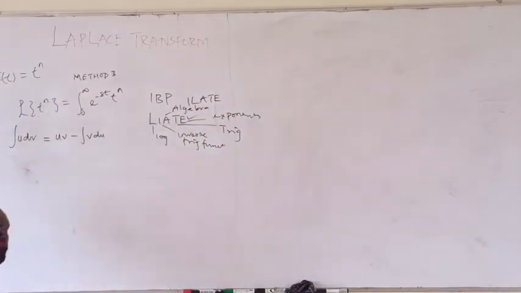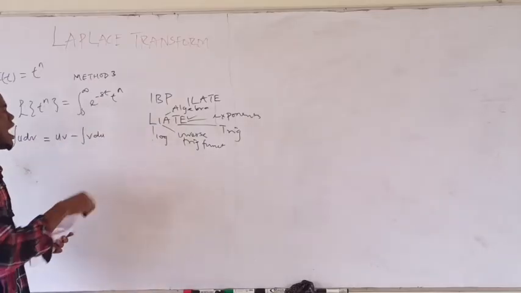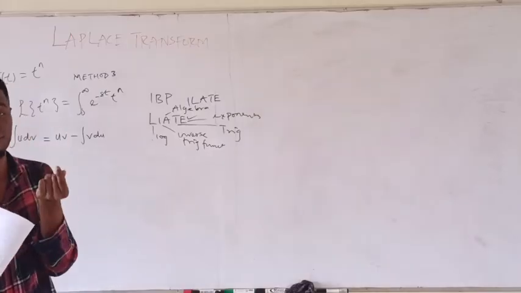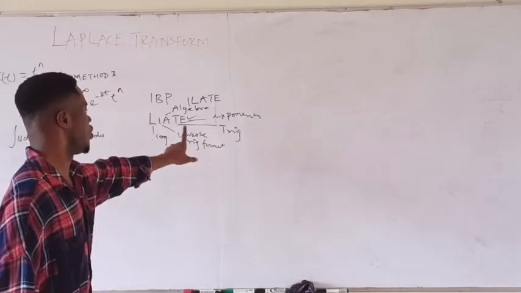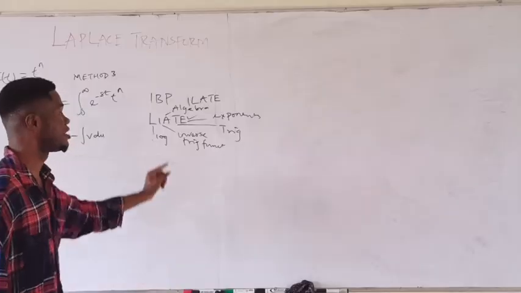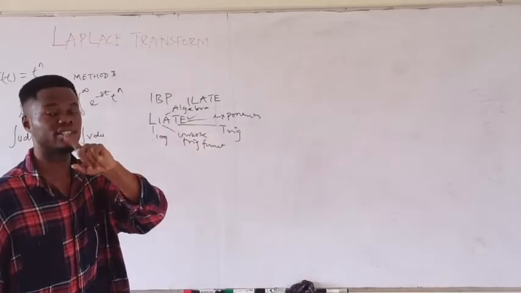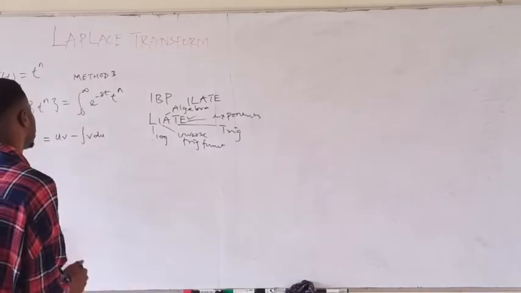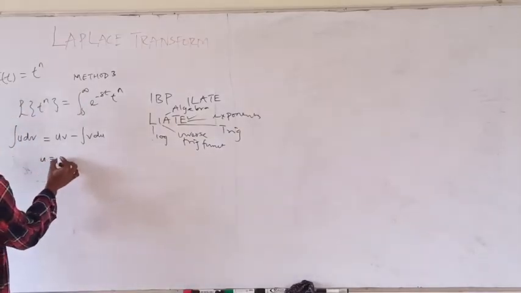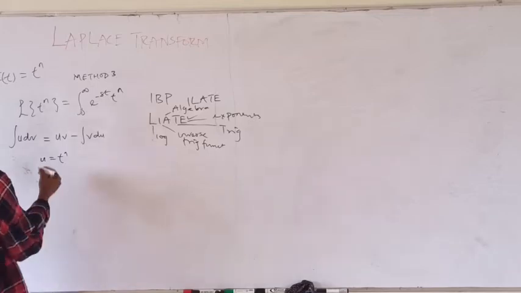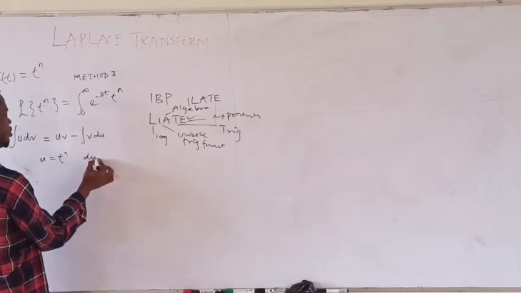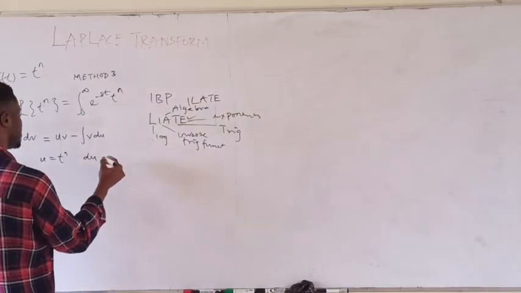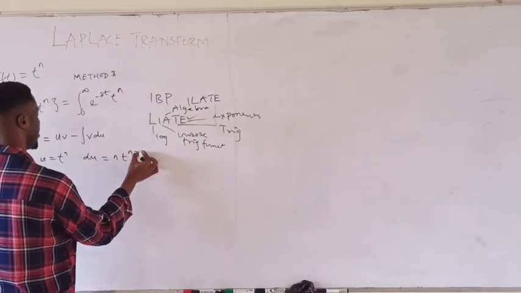So let's go. Looking at this function, I have an exponent and an algebra, because t here can be called an algebraic expression. Algebra and exponent, which one comes first? As you can see, algebra comes first. Hence, algebra is going to take the value of our u. So u is equal to t raised to the power of n. And we are going to differentiate it. Using the basic rule of differentiation, du is going to give me n t raised to the power of n minus 1.